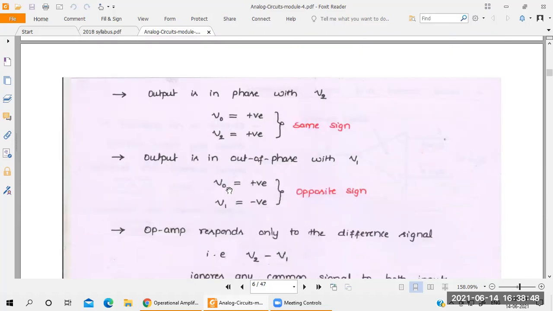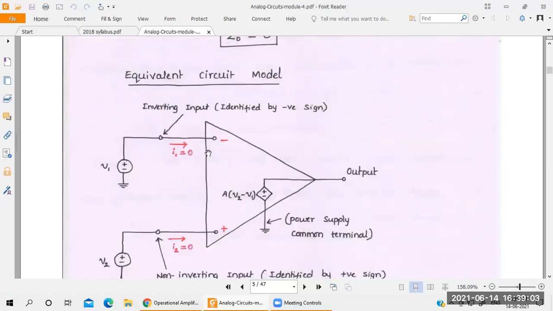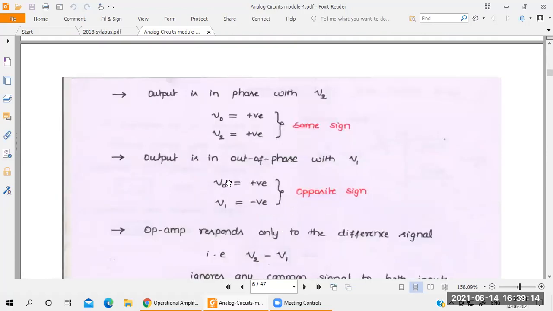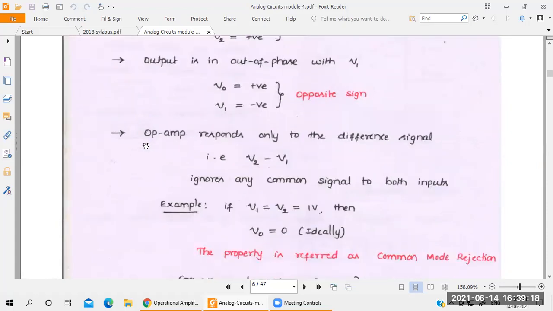Suppose second condition, when V0 is equal to V1 voltage, we'll get a different sign. Because V0 is positive, V1 is negative. It acts as what here? Inverting amplification. V1 signal is negative, V2 is positive. So when V1 is negative, output is positive because this is the inverting amplifier. Understood? Same thing they have given. So V0 is positive when V1 is negative because this is the inverting amplifier.